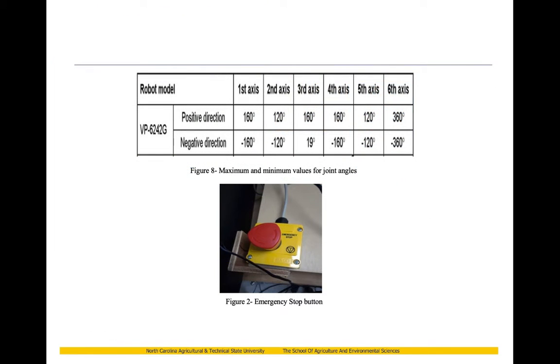The limitations of joint angles are listed in Figure 8. This becomes important when considering solutions for desired path for the arm, as well as protecting the robotic arm from damage. The emergency stop button seen in Figure 2 was used to stop the arm if it became erratic.